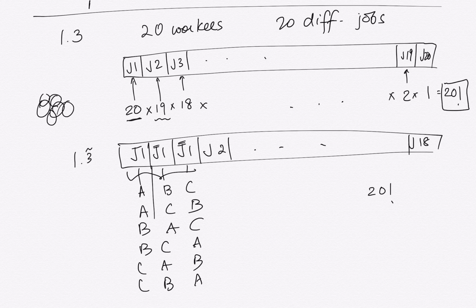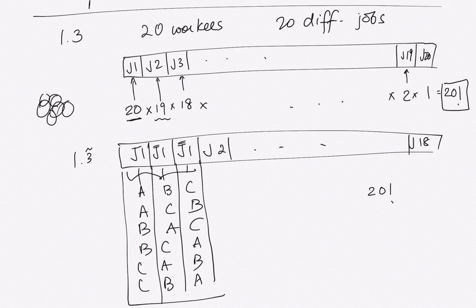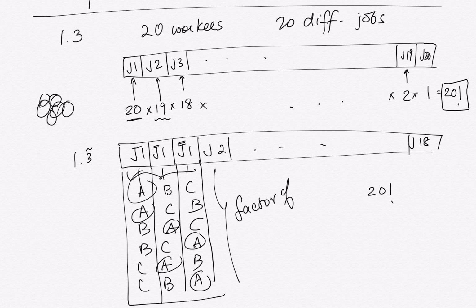Take a look. For any one of these 6 assignments, in the end, what you have is person A, no matter where, is just doing job 1. Person B is doing job 1, and person C is doing job 1. It doesn't matter. So what we have is we've overcounted by a factor of 6.